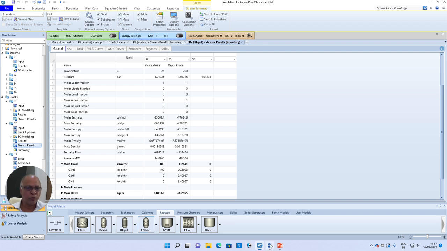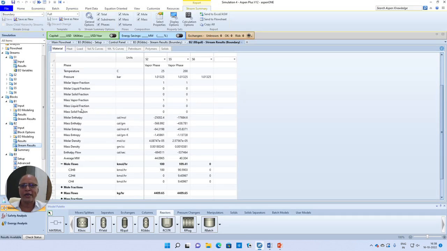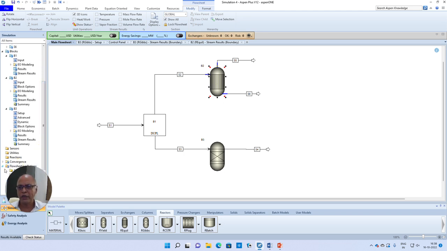But as per the problem, we are supposed to calculate the temperature at which this reaction is going to reach equilibrium such that you will be able to get 80% conversion. Now when we assume the temperature as 200, we only got to 9%. So we can solve this problem maybe by using a design spec. So go back. So you can in fact use the design spec on either of these models. I will be using it on only one of them. Flow sheeting options, design spec.